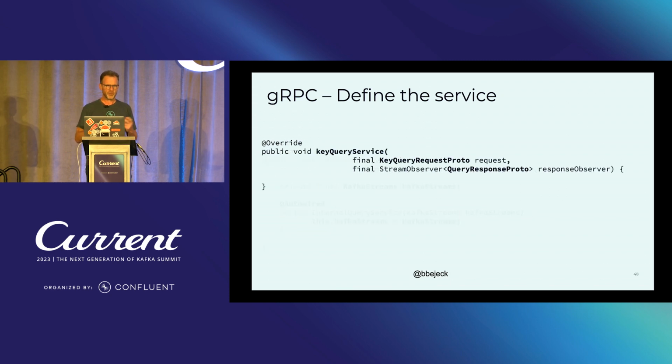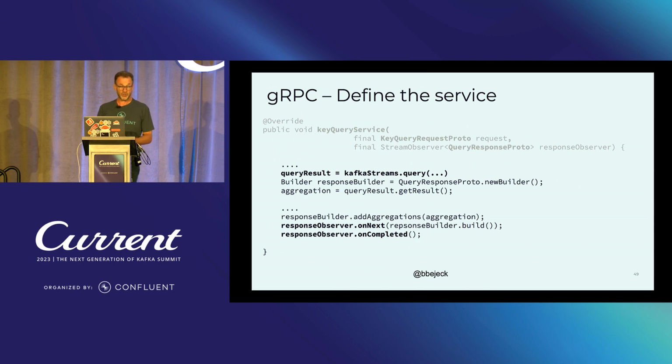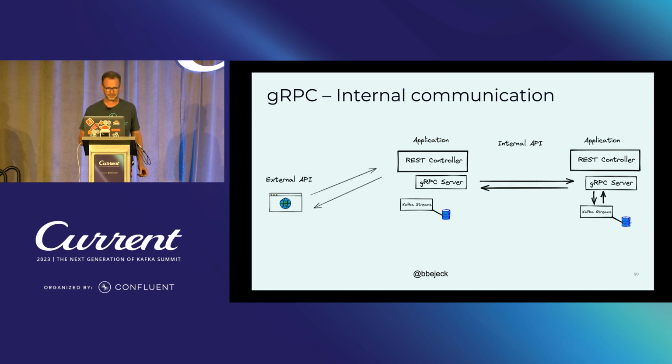And then from your base class, you just override your different service methods. And these are the parameters it's going to accept. And then from there, internally, you're just going to unpack the information from the request, do your Kafka Streams query, pack up the result, and then use a response observer to send it back. It's pretty straightforward. So now we've got our internal and external communication.